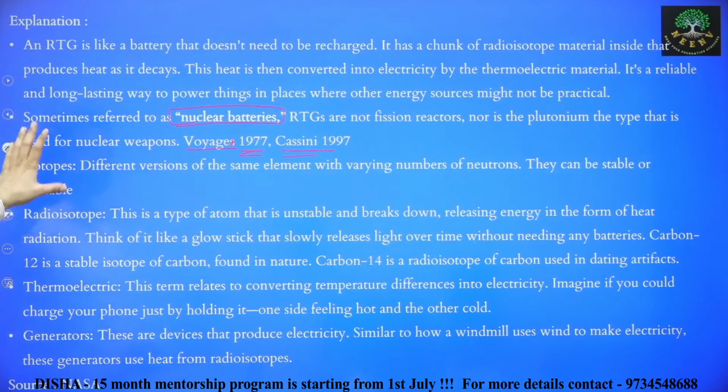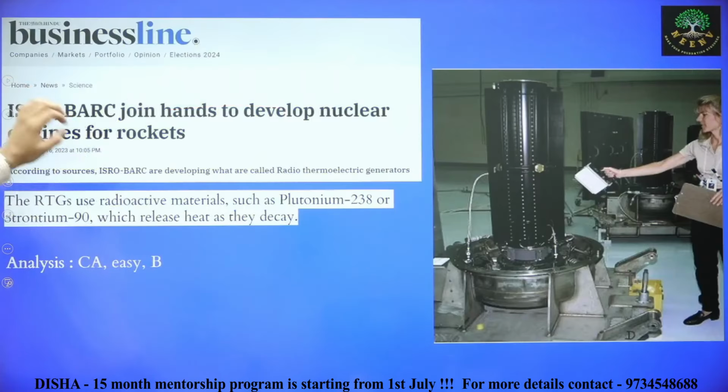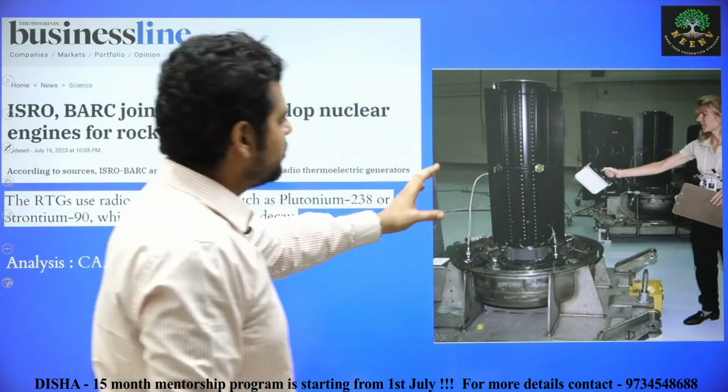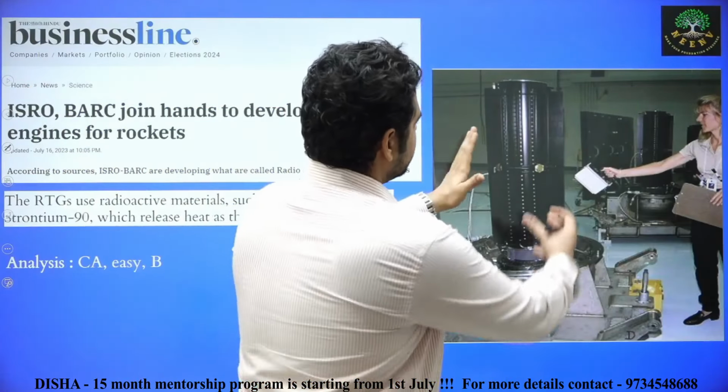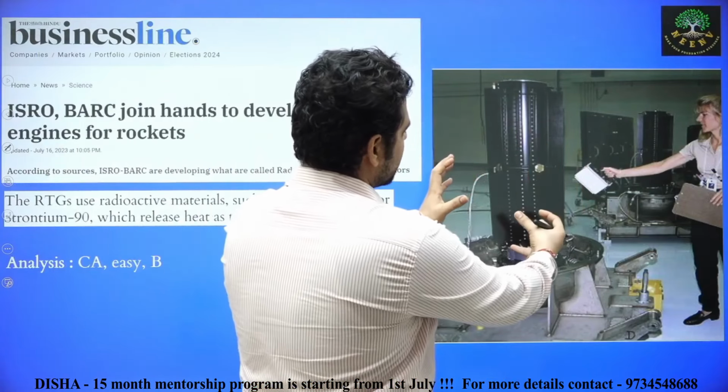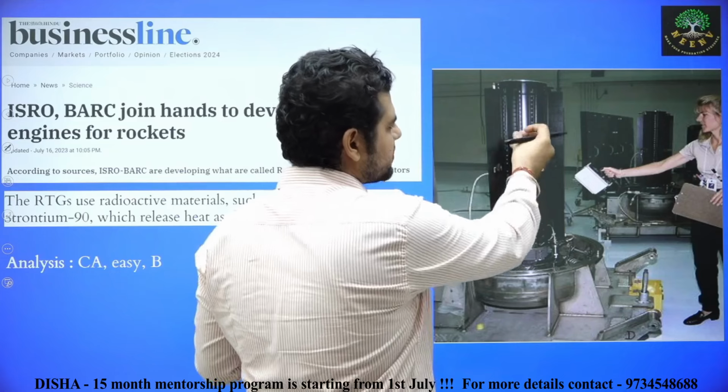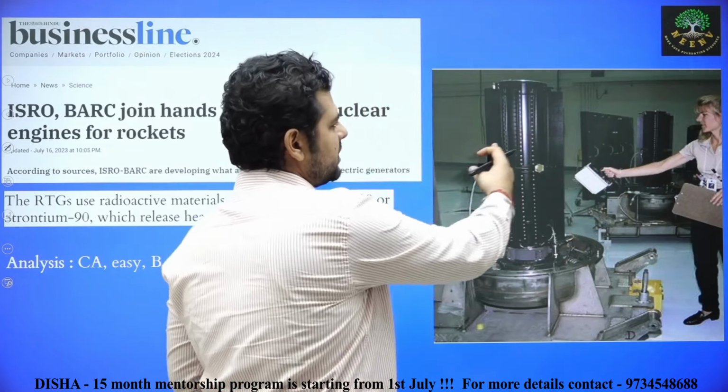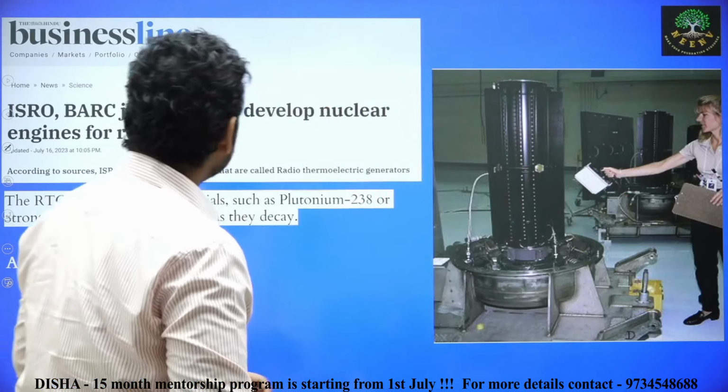So we have understood the process. We have seen where it was used. We have seen isotope, radioisotope, and thermoelectric, everything. Now let us see the photo. This is how it looks. Plutonium is packed. There are thermocouples and they will transfer the energy between each other. So you can see the size of it, right?